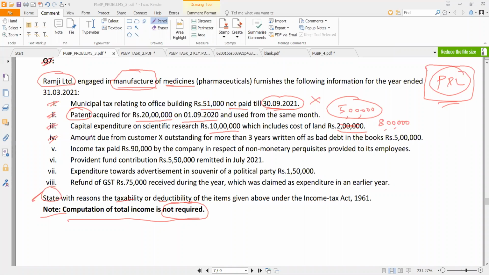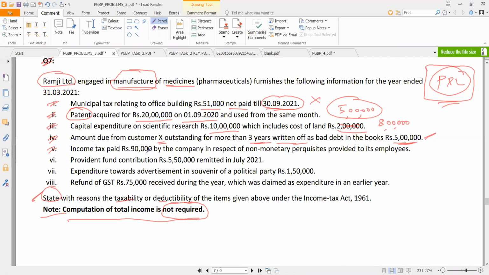Next, amount due from customer X, outstanding for more than 3 years, written off as bad debt in the books, 5 lakhs. Is that allowed as deduction? Of course, yes, no problem. It was already there in the books. It is written off in the books. It is allowed as deduction. It is real. So 5 lakhs allowed as deduction, enter the amount.